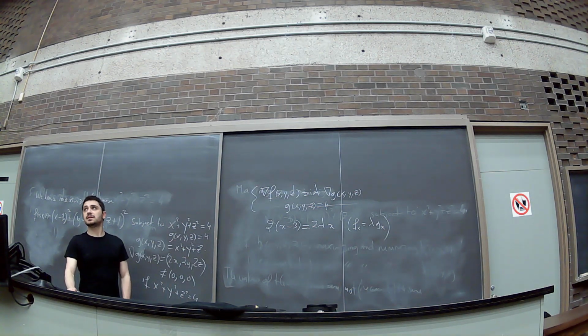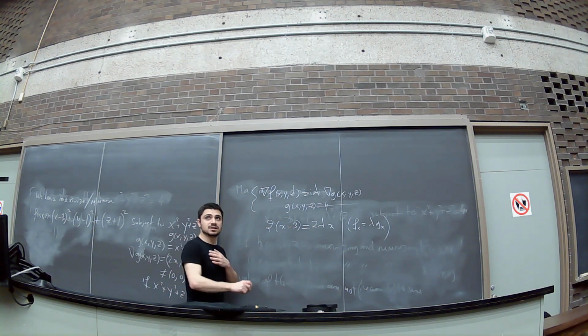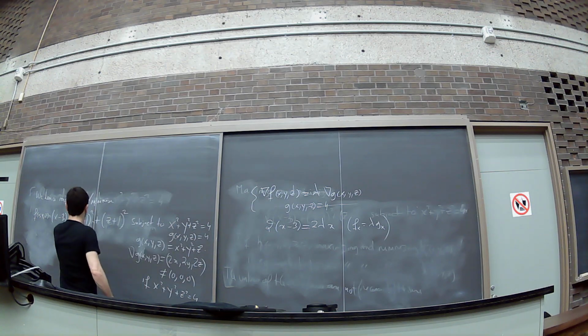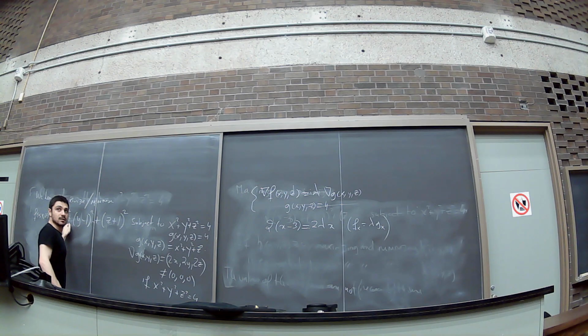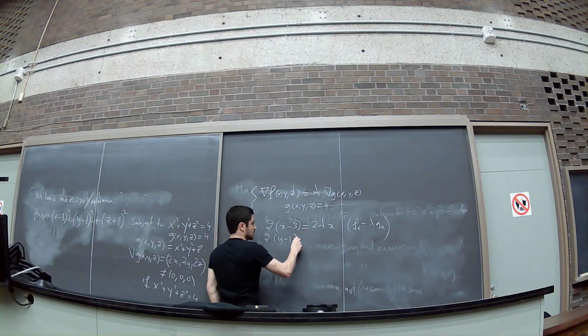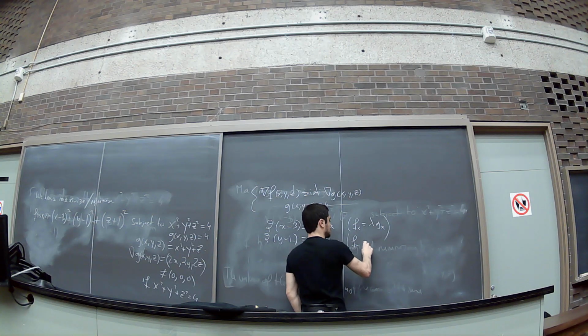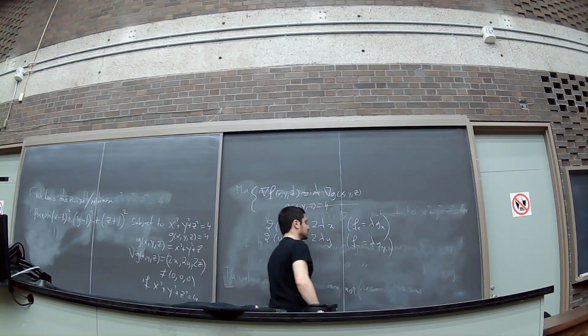Second line, what is my second line? Fy is equal to: 2y minus 1, equal to 2 lambda y. This is just the line Fy is equal to lambda gy.